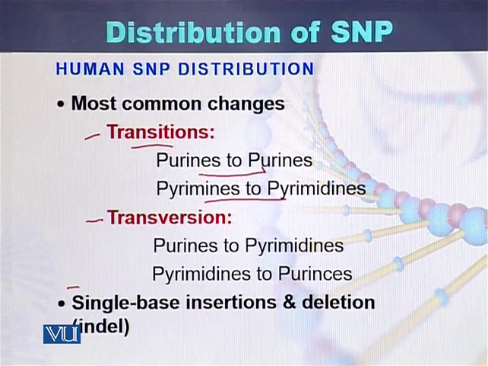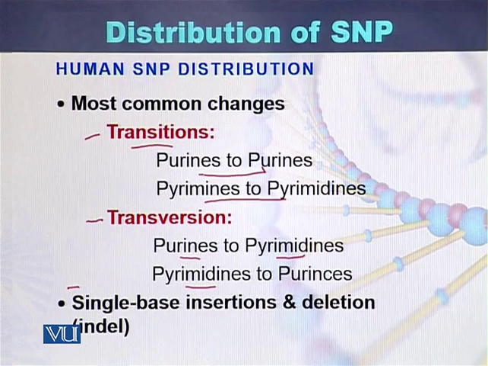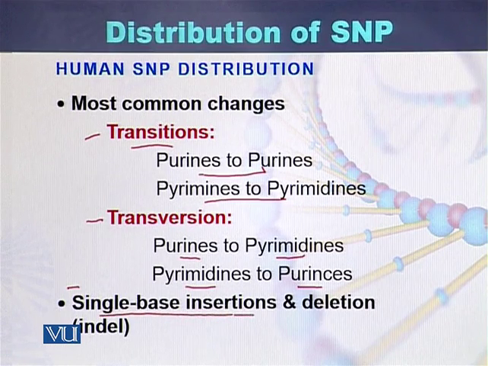On the other hand, if purines are converted to pyrimidines, and vice versa, pyrimidines are converted to purines, then this kind of change is called a transversion. So in the sequence of the DNA, both types of changes, transitions and transversions, are present. Along with them, there are single base insertions and deletions, which are also called indels.